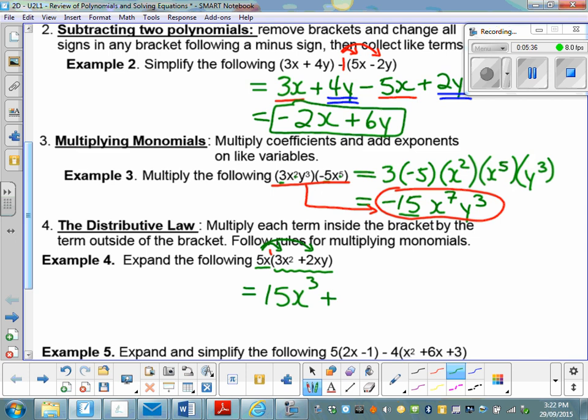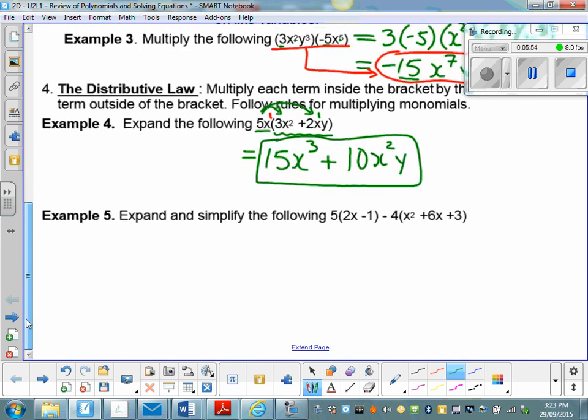And then 5x times 2xy, 5 times 2 gives me 10 for the coefficient. And I add the 1's on the x's, so that's x squared, and then the y goes on the end. And that's my final answer. I can't add those together because they are not like terms, so that's my final answer.